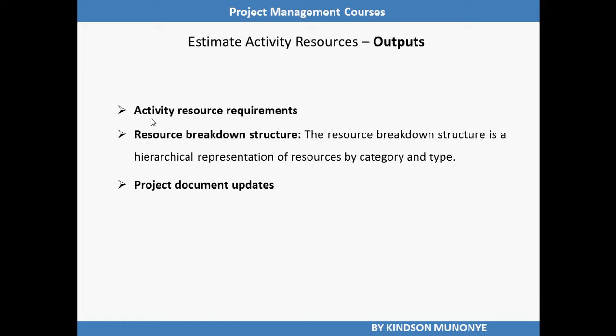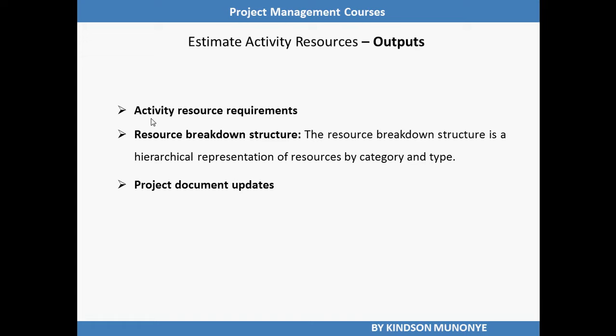And the final output from estimate activity resources is the project document updates. Project document updates that may be updated include activity lists, activity attributes, and resource calendars.